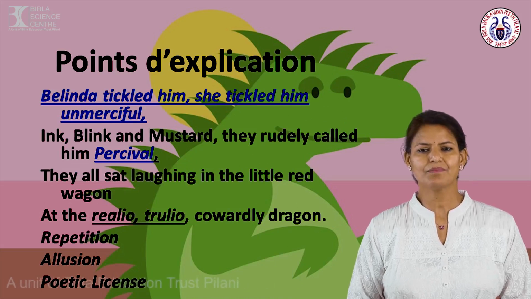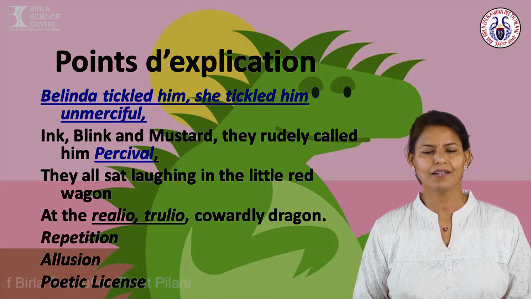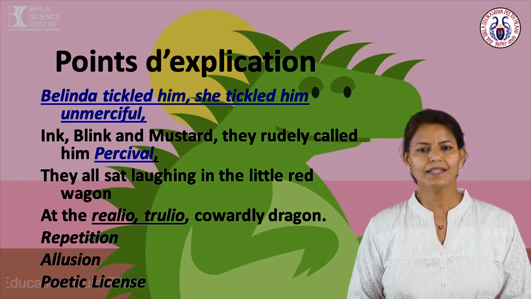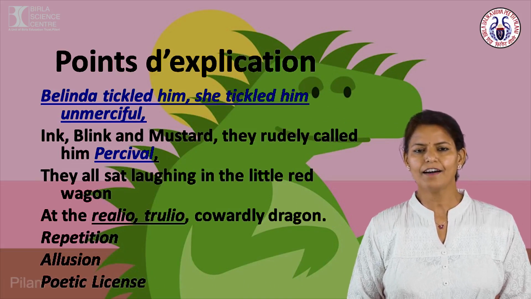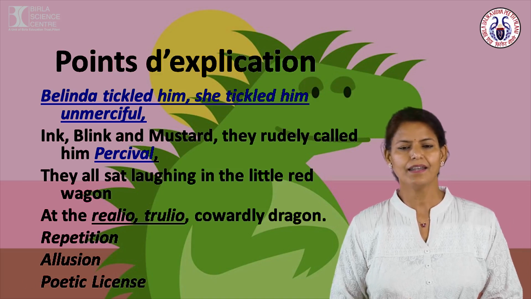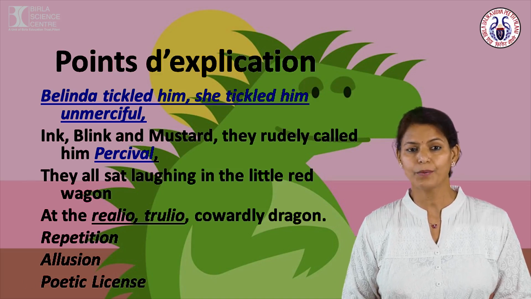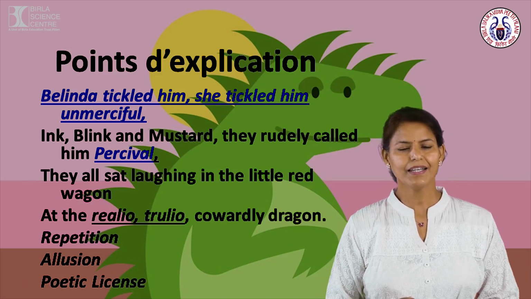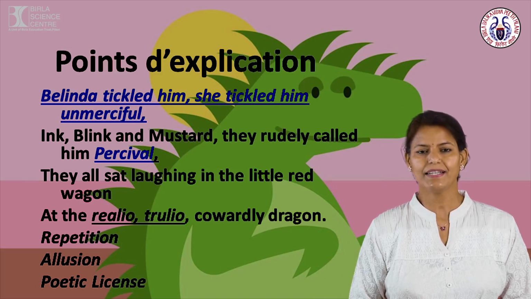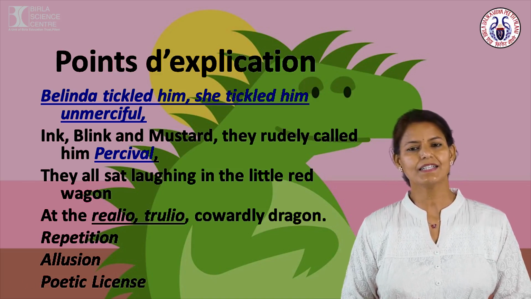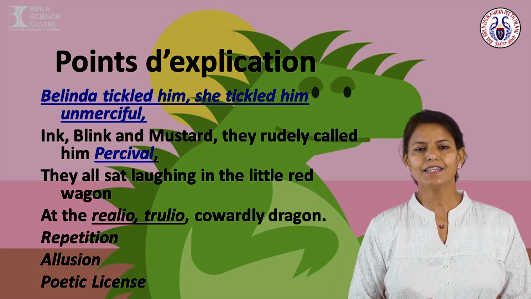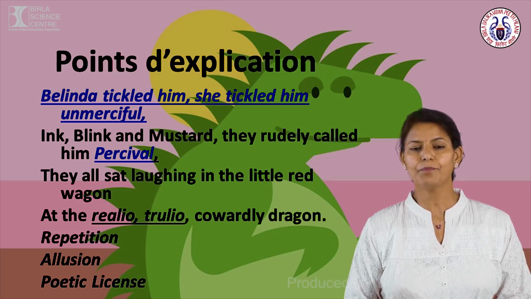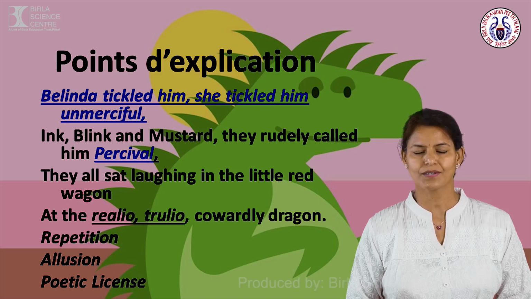Belinda tickled him, she tickled him unmerciful. Ink, blink and mustard, they rudely called him Percival. They all sat laughing in the little red wagon at the Realio Trulio cowardly dragon. Again, there is a repetition. Belinda tickled him, she tickled him, unmerciful, to emphasize that he was really tortured and he was laughed at by the inmates of the White House.